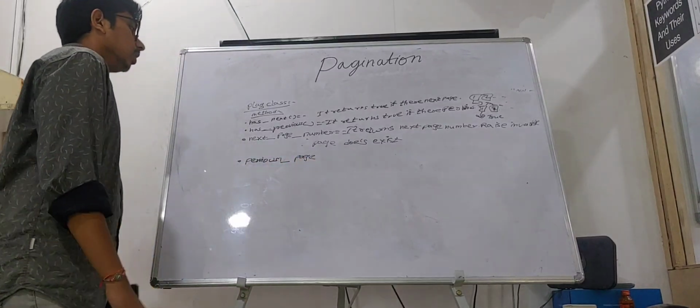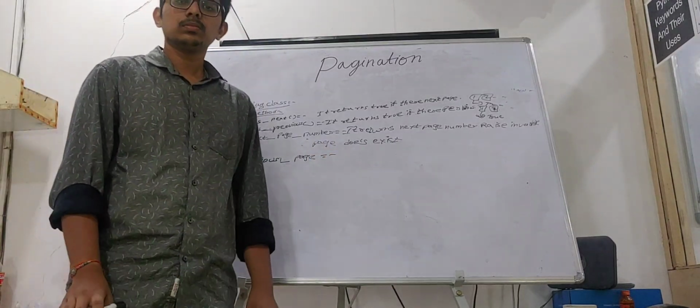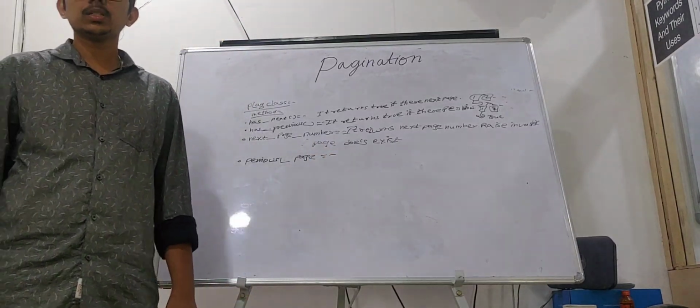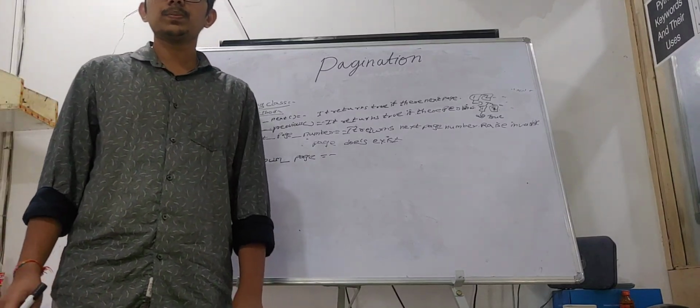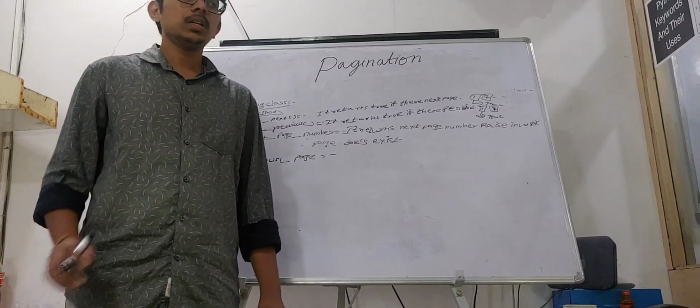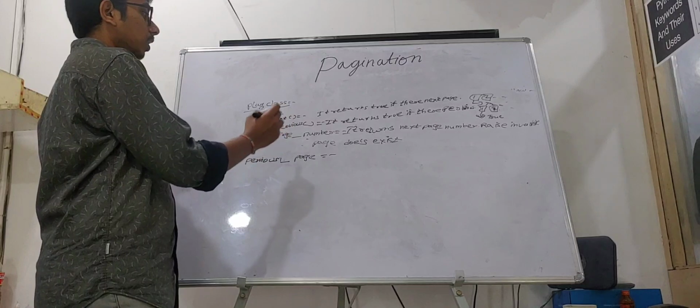Okay, previous page means it returns the previous page number, and it raises an error if the previous page does not exist. That returns the previous page number. Okay, in this we see what the numbers are.